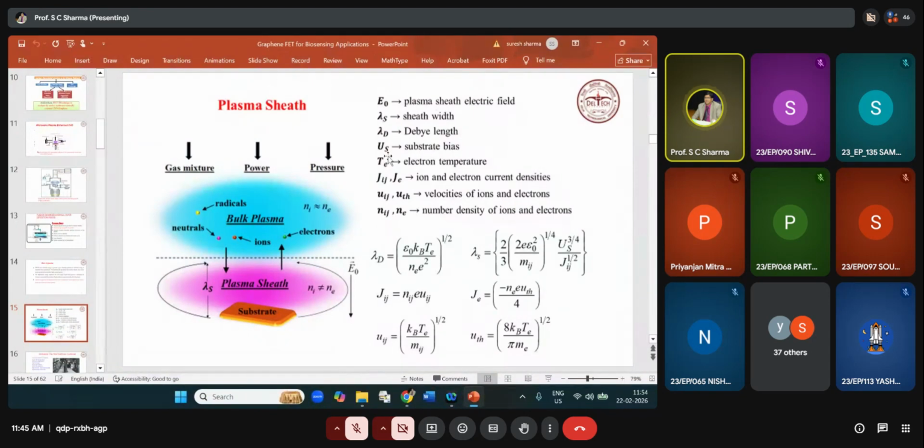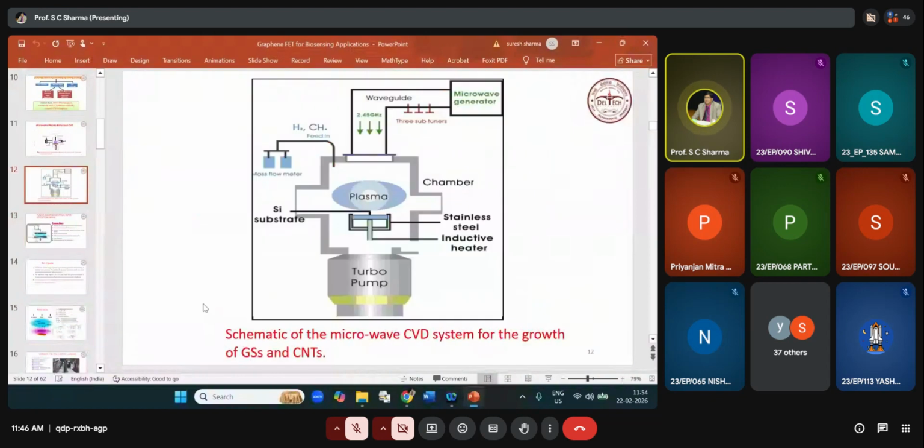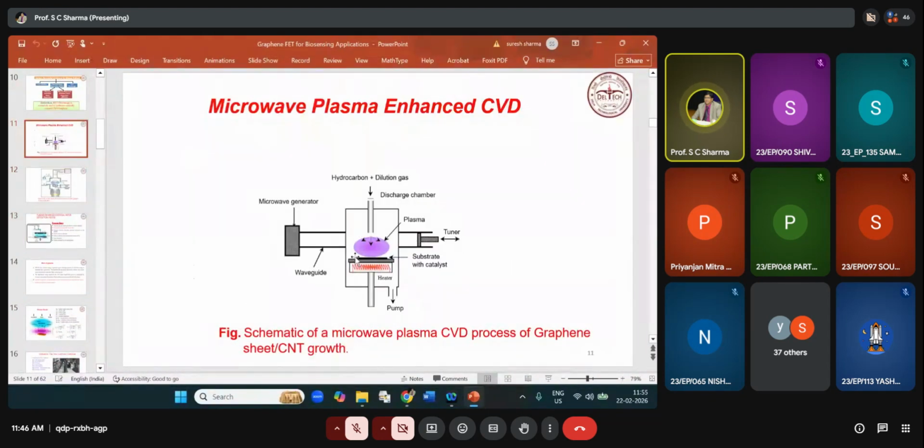And these are the parameters of this plasma sheath: electric field, sheath width, Debye length. This Debye length is again related to plasma parameters, electron temperature and electron density. Sheath width is again related to these parameters and Debye length, and then substrate biasing, electron temperature, and ion and electron current density. These are the parameters in plasma sheath. So we can get vertically aligned carbon nanotube or graphene using this.